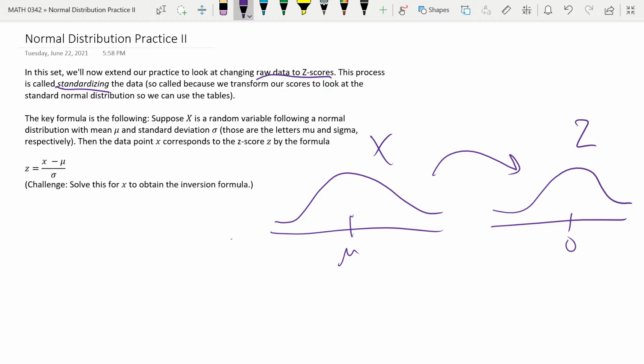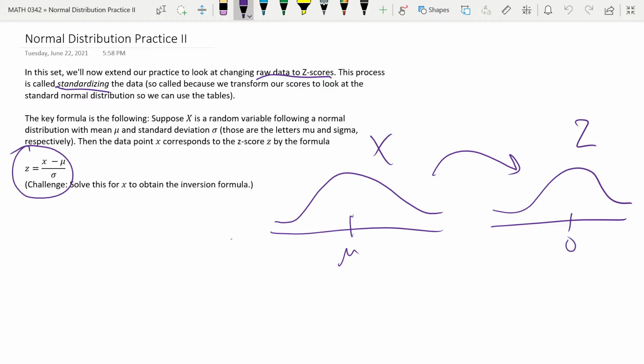We do this by means of a transformation that I have written here. If I have a data point x that comes from a normal distribution with mean mu and standard deviation sigma, then this formula tells me how to go from x to z: x minus mu over sigma. This formula is key in this course, and we will see it crop up many, many times.